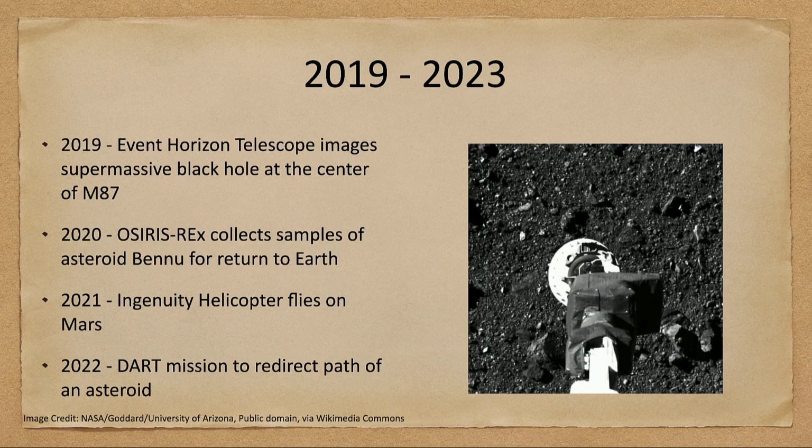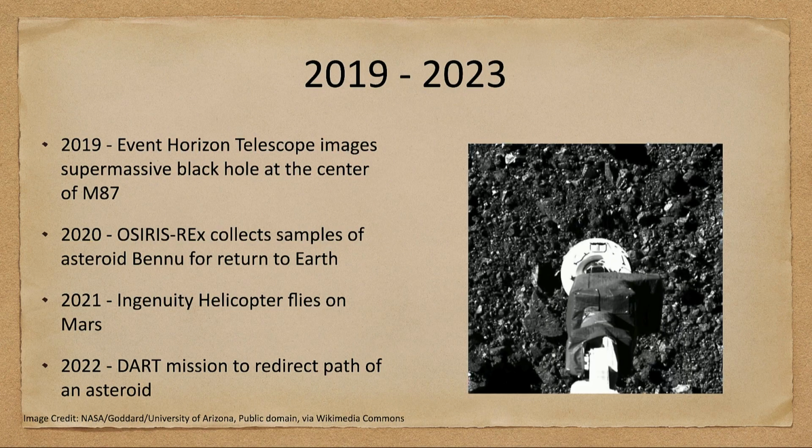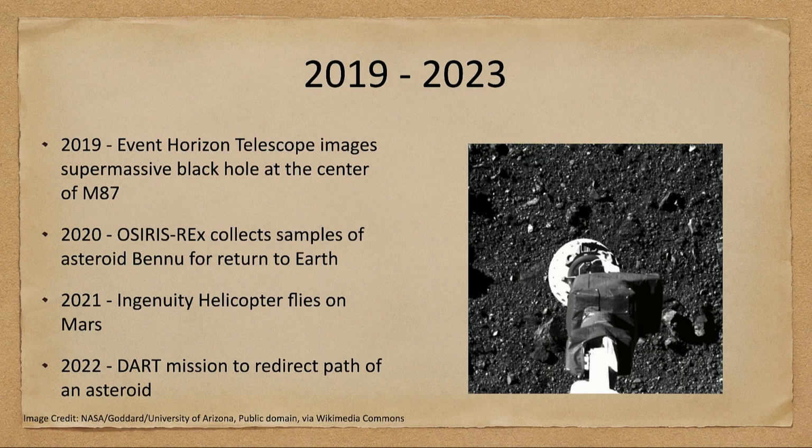In 2020, OSIRIS-REx, seen here, collecting a sample of the asteroid Bennu, comes down, grabs that material, sprays that material up, which is then captured, and then is going to return that to Earth. And that is scheduled for the later part of 2023.